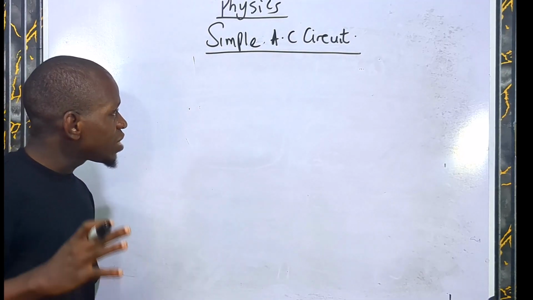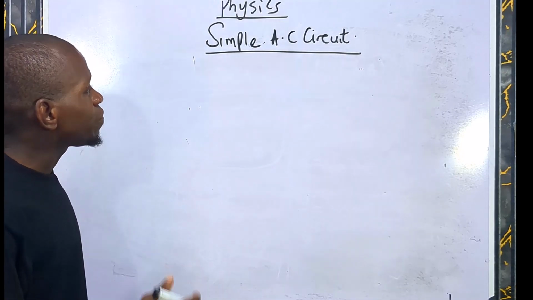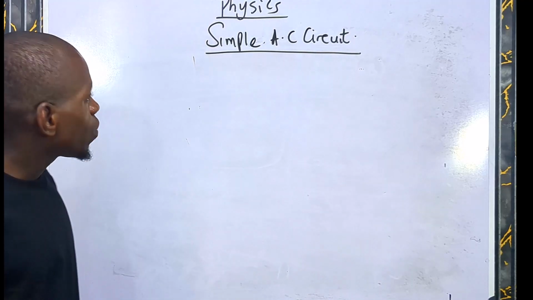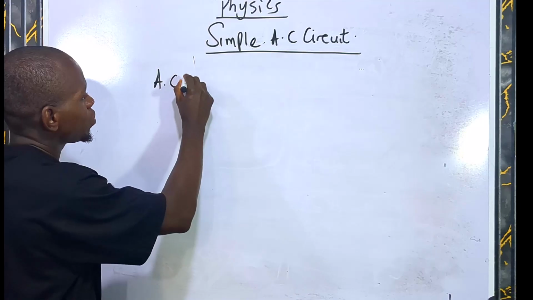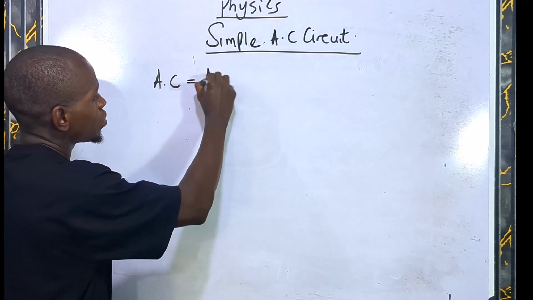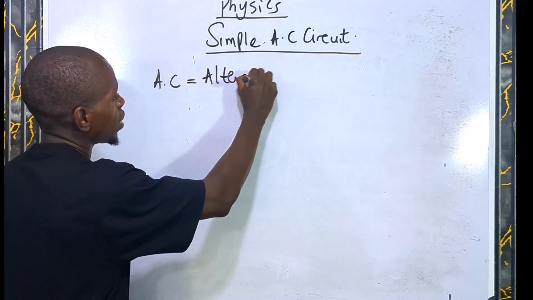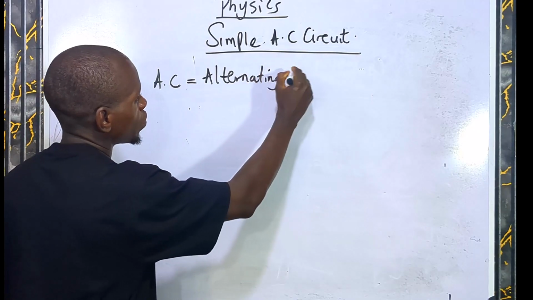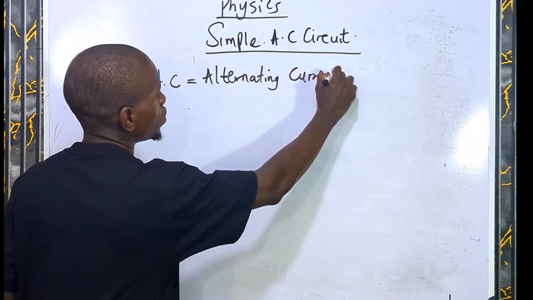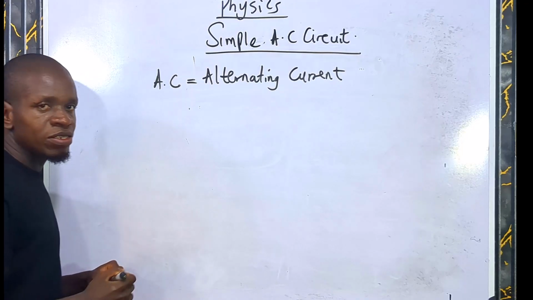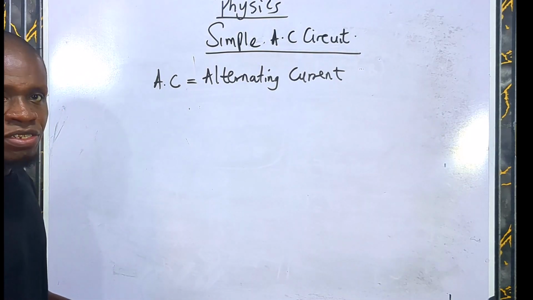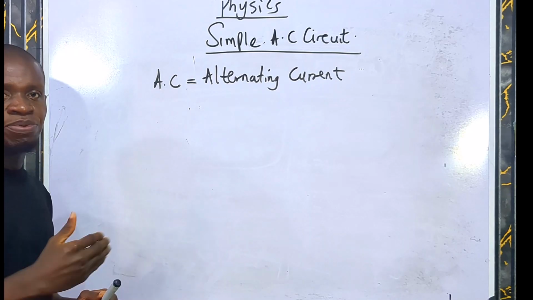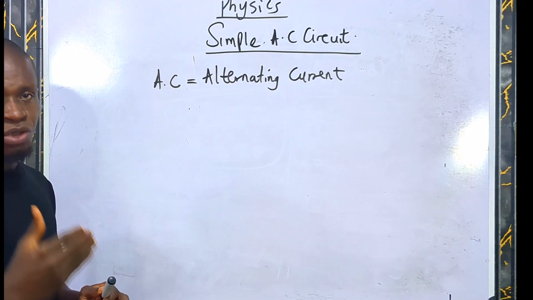Now, the first thing that we need to talk about is, first of all, what is AC? That word AC simply means what? It means alternating currents. And what is alternating current? Alternating current is that current that changes periodically or occasionally.